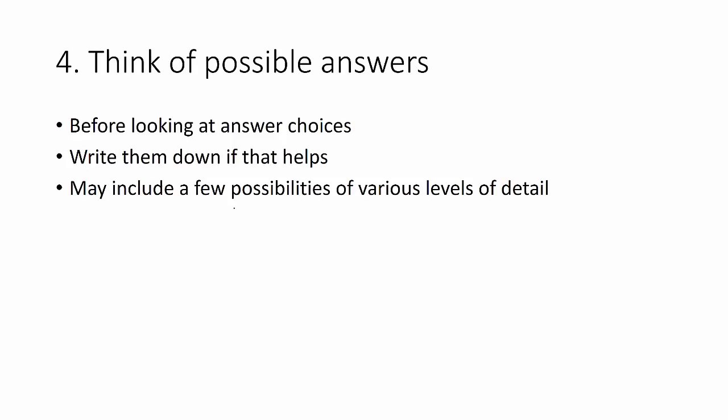The fourth step, after I've covered up the answer choices, read the end of the question stem, and then read the rest of the question, is to think of possible answers before I look at the answer choices. Some people find that writing them down helps so that they don't talk themselves out of what they thought the answer was. And you could also include a few possibilities of varying levels of detail, as you'll see in some of the examples.